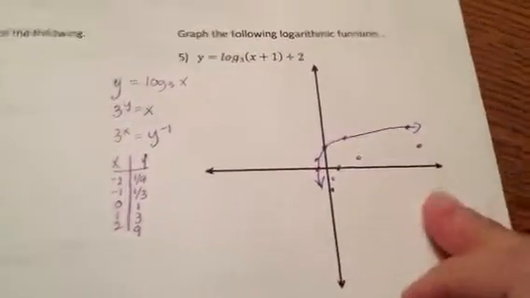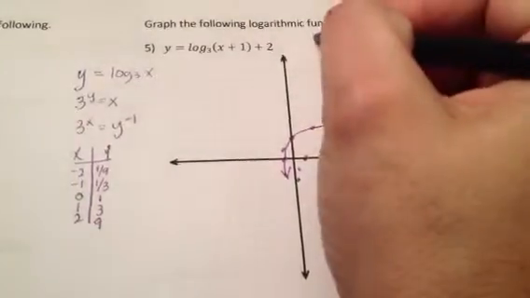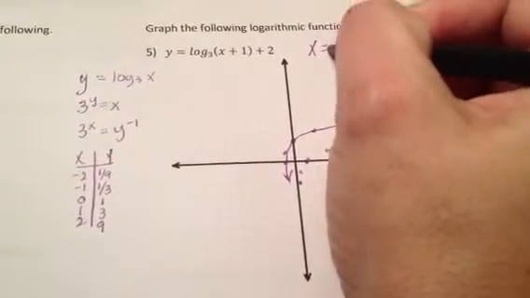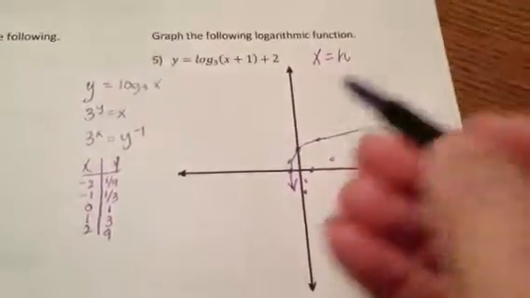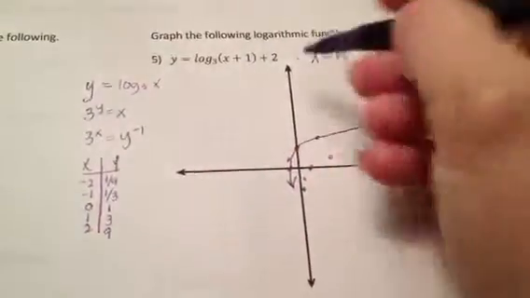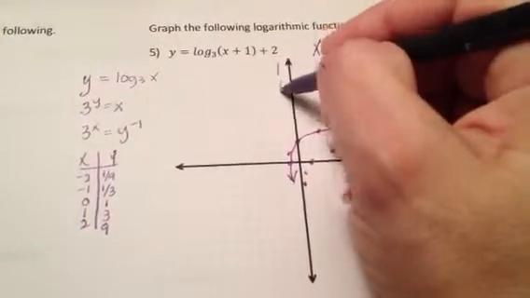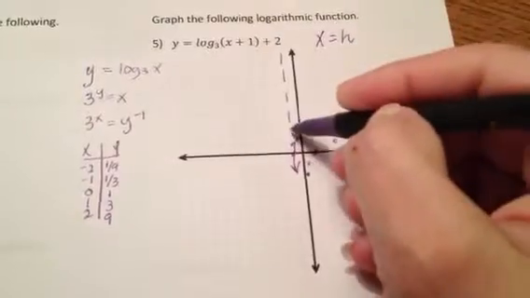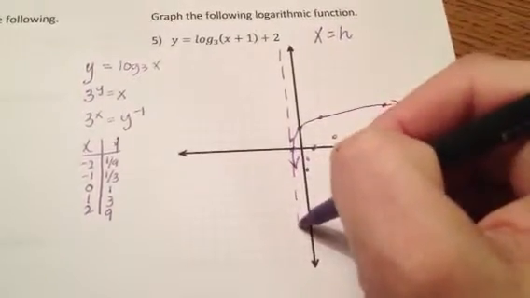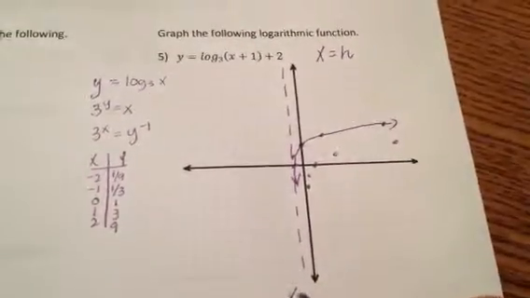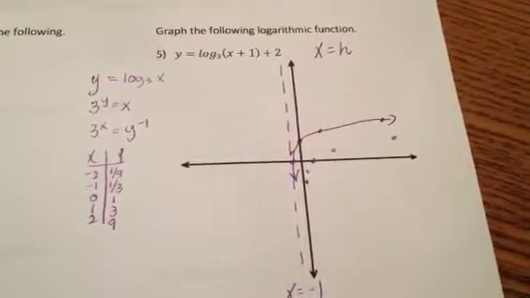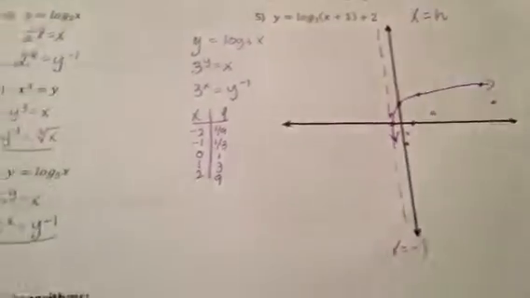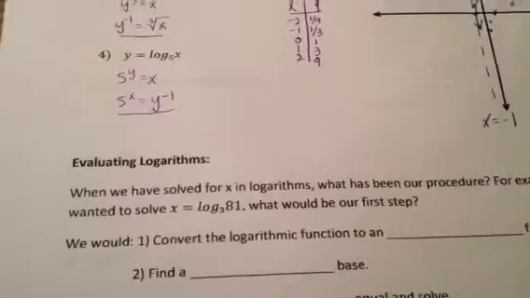Remember that we have an asymptote here. The asymptote is the line where x is equal to h. Here h is -1, so I should indicate my vertical asymptote here. All right, and that is our warm-up for today to get us started.